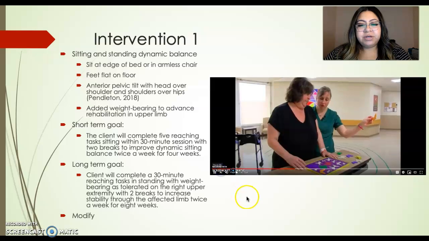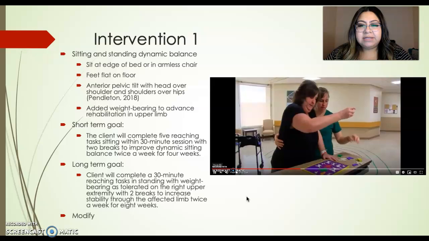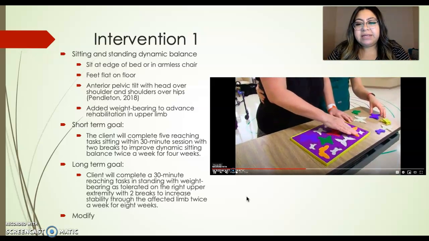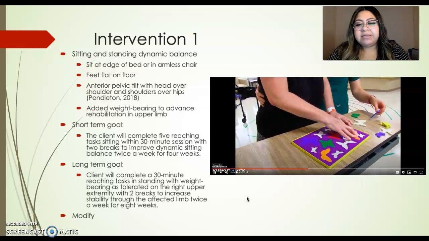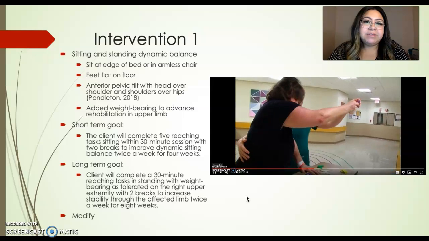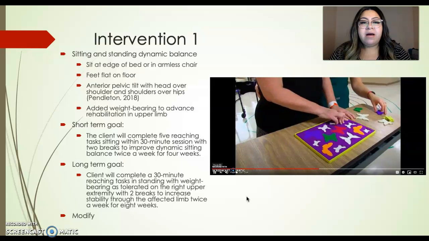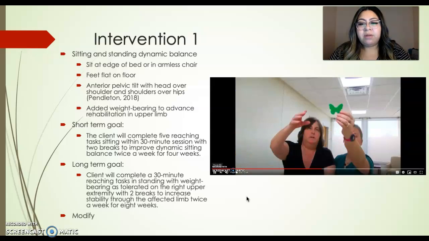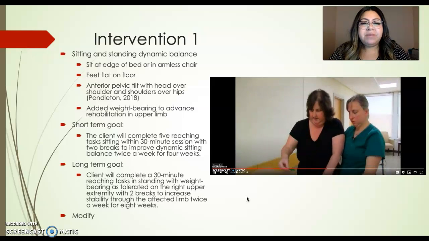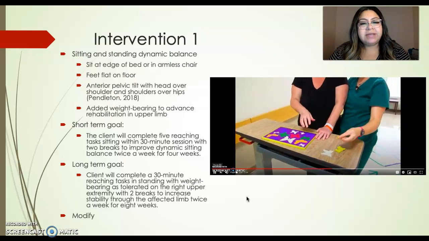The first intervention approach that we will be doing with Ben is sitting and standing dynamic balance. Now, obviously this video isn't of Ben, but it is of another client doing standing dynamic balance. But what is good is you're able to still conduct this type of activity in a seated position as well. So to preserve energy, we can also leave him in bed or in an armless chair. You will want to have his feet flat on the floor and have him in an anterior pelvic tilt with his head over his shoulders and his shoulders over his hips.